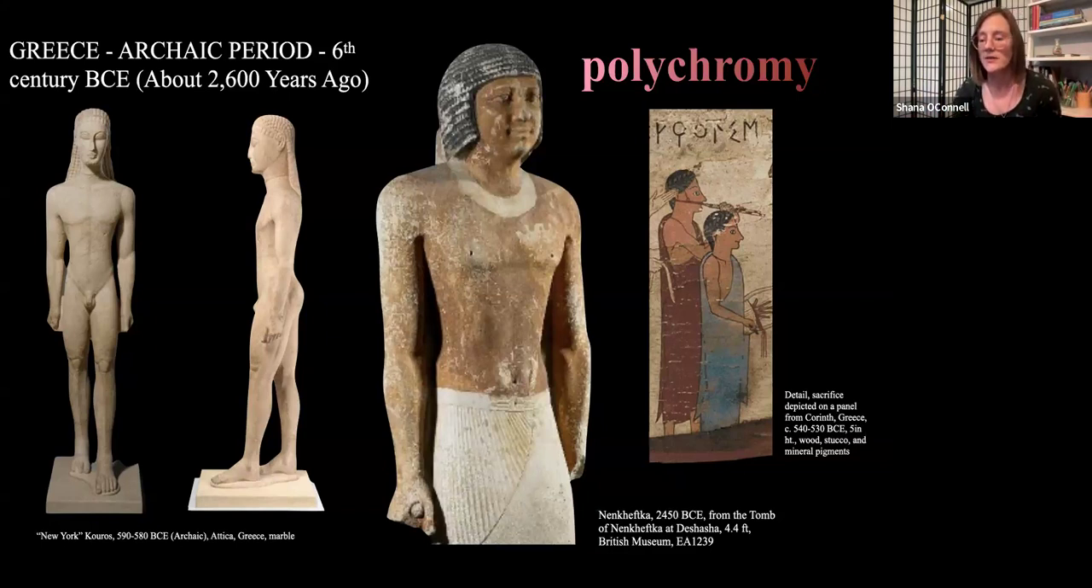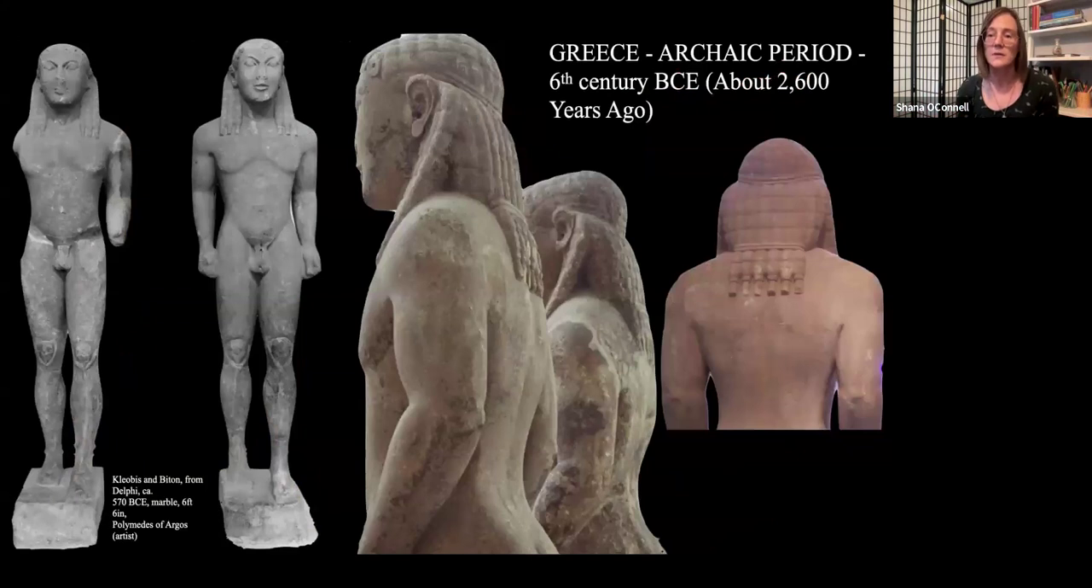So on the far right, you have the sacrifice scene to help you visualize what the young male figure on the left would look like. And polychromy studies are still new, so hopefully there'll be more information coming out, more reconstructions to work from. So, a little bit later than the previous statue.